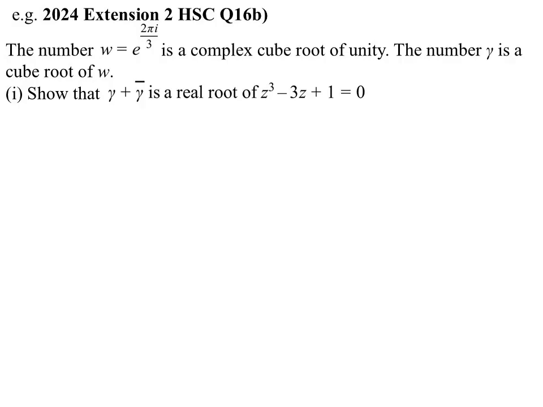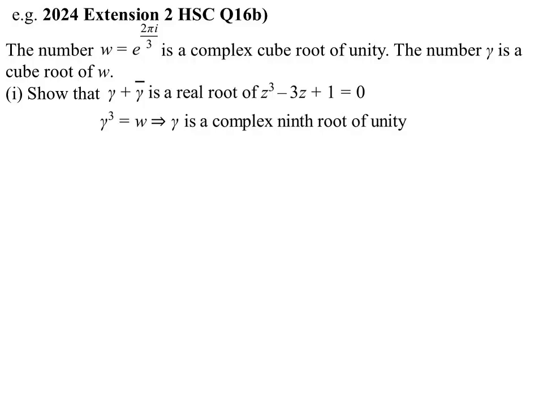Question 24, part B. So this time, they've actually told us it's a cube root of unity, this one. So we're working with one of the cube roots of unity. But now we've got this other number, gamma, and it's a cube root of w. We have to show that gamma plus the conjugate of gamma is a real root of this cubic equation. Well, if gamma cubed is equal to w, what I do know is gamma is also going to be a root of unity. But it'll be a 9th root of unity, because it's a cube root of a cube root. It's one of them. I don't know which one, but it'll be one of them.